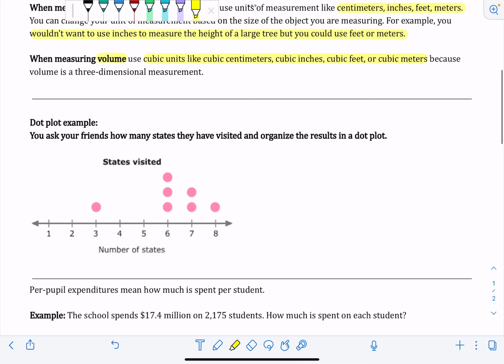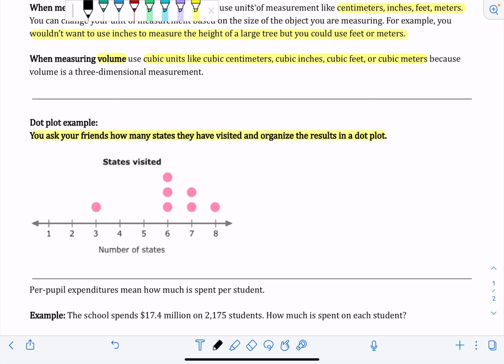Okay, moving down to the dot plot example. Our example is you ask your friends how many states they have visited and organize the results in a dot plot. So we're just going to break down what this dot plot means. Let's say I ask my friends how many states they've been to. Each of these dots on the dot plot represents one of my friends.